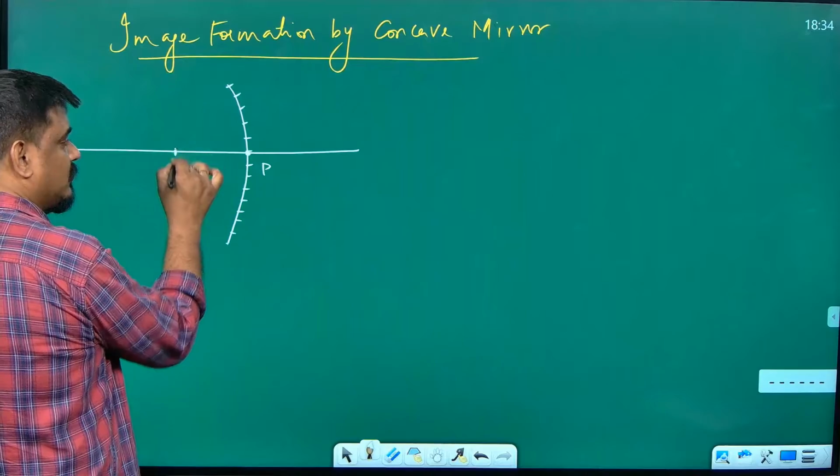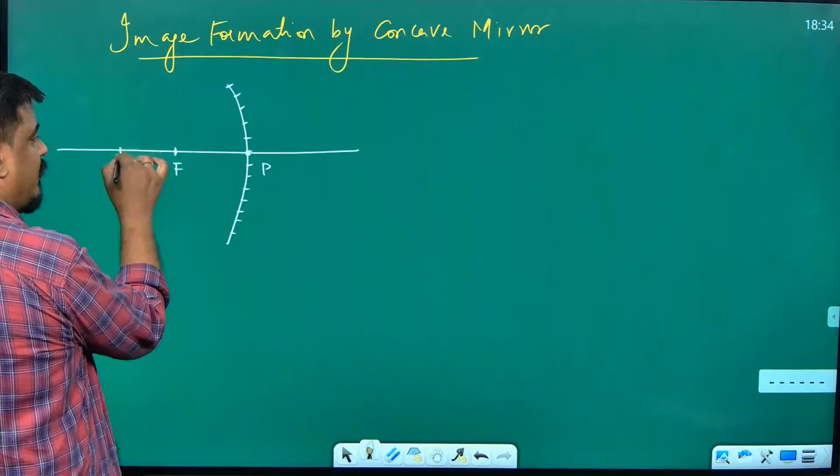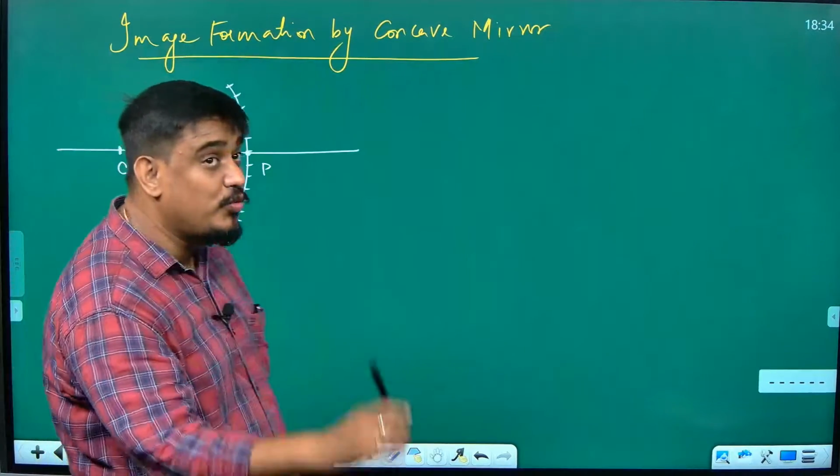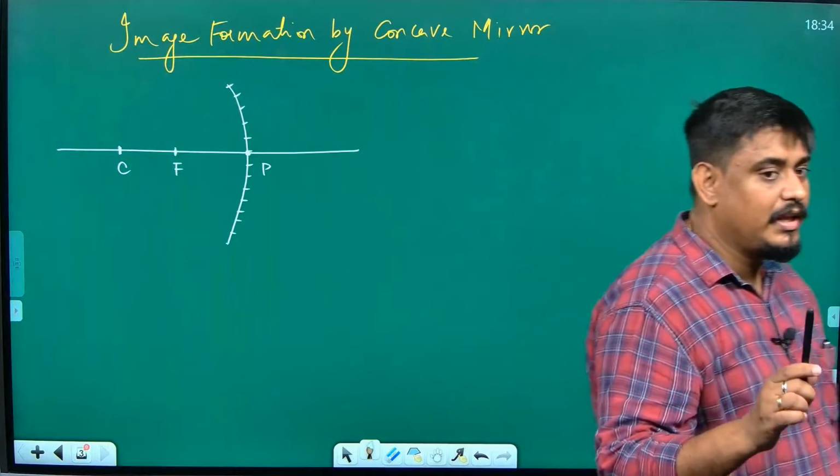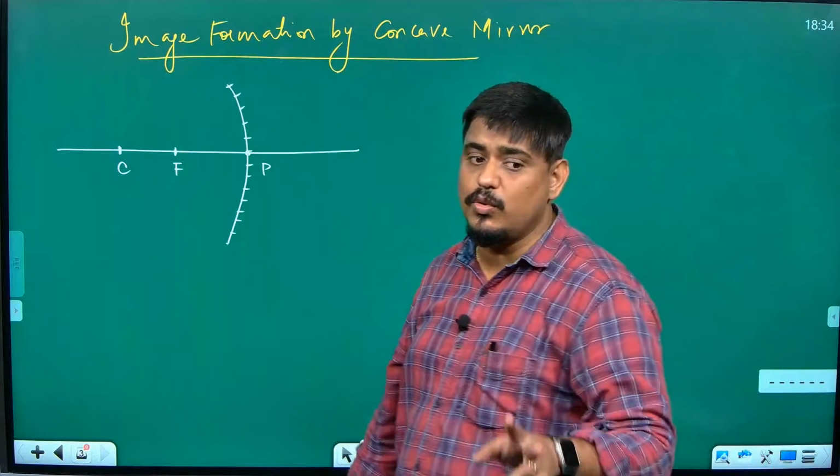Pole. What is this? Focus. What is this? Center. You know very well that radius of curvature is 2 times the focal length.